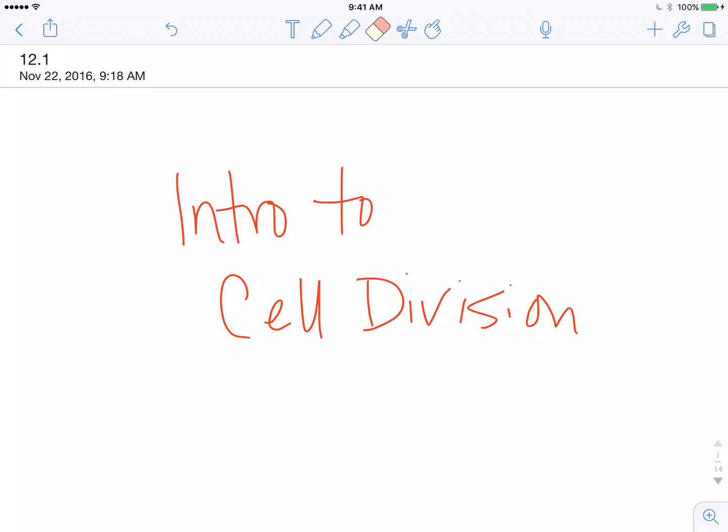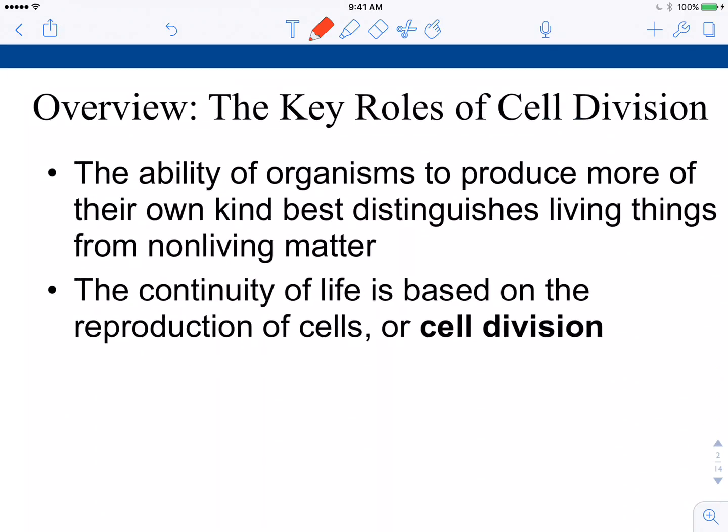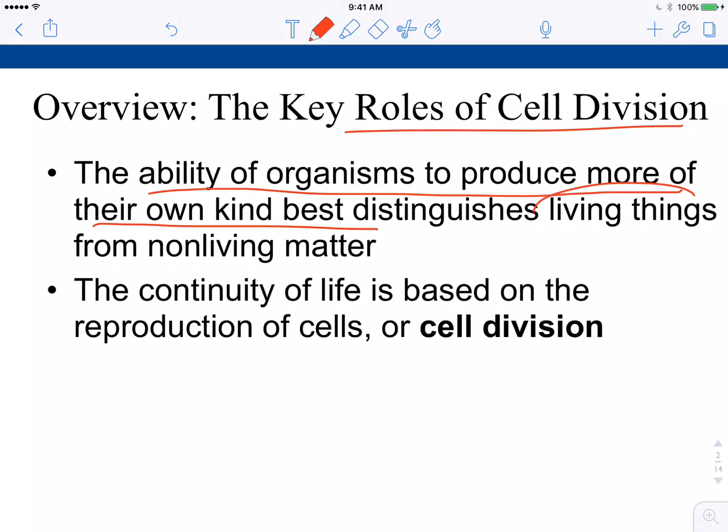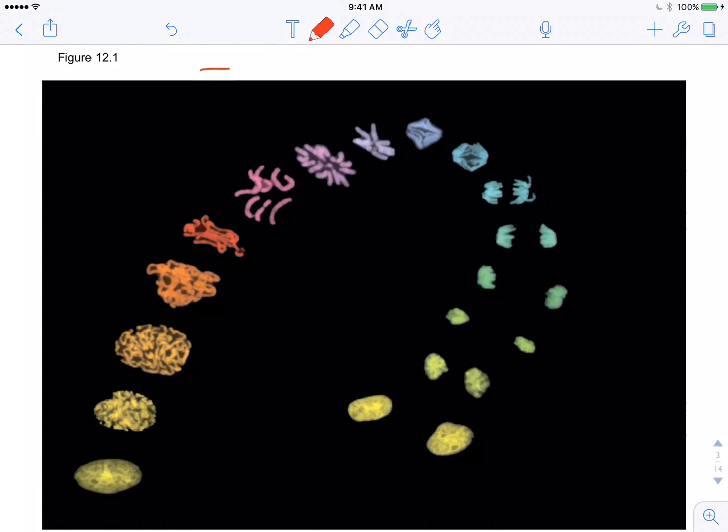All right, welcome to our first screencast for Chapter 12, where we're going to learn about cell division. A key role of cell division: overall, the ability of organisms to produce more of themselves is what makes them alive. It distinguishes living things from non-living matter. Continuity of life based on reproduction of cells is what cell division is.